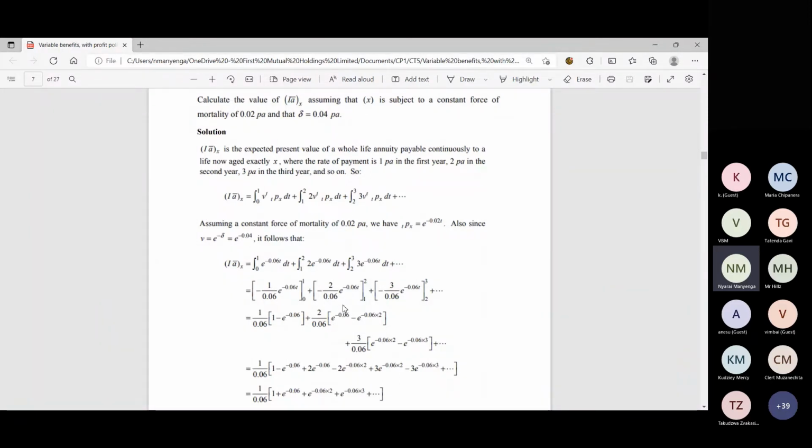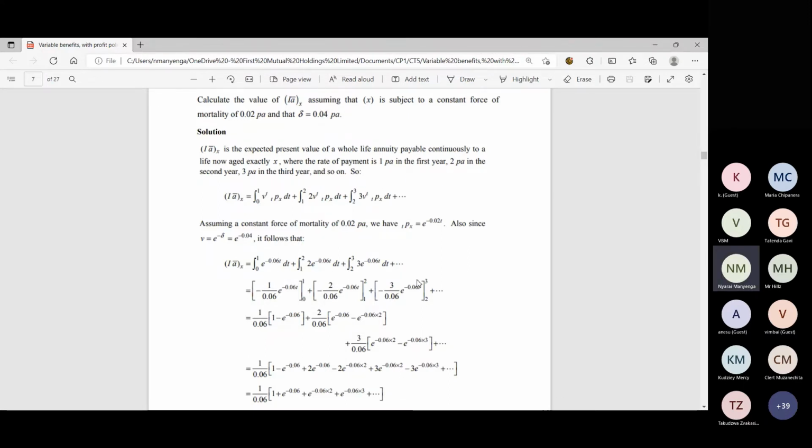Since we're told here that we are assuming a constant force of mortality, we now need to use the result that we discussed in our earlier lectures, where if mu is constant, this results in tpx being equal to e to the power minus mu t. We also know from your financial mathematics that V is equal to e to the power minus delta, which is equal to e to the power minus 0.04. If you now substitute all these values in the equation above, you get this result.